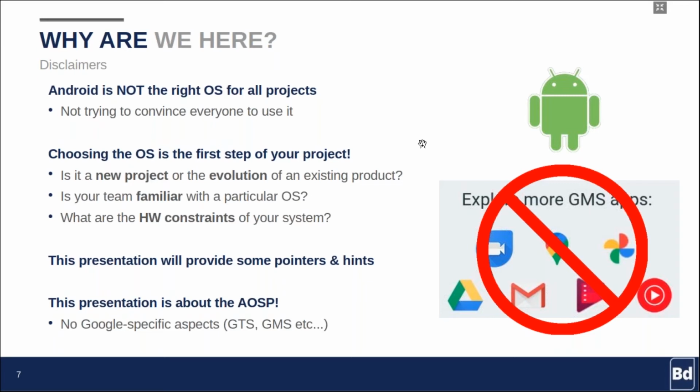And really the goal here is to give you pointers on the benefits of using Android and how to use it properly. And since we're talking about the AOSP in the embedded space, we're not going to cover any Google-related aspects such as GTS, which is the Google Test Suite, or the GMS, which are the Google Mobile Services. So now let's have a look at the Android architecture.